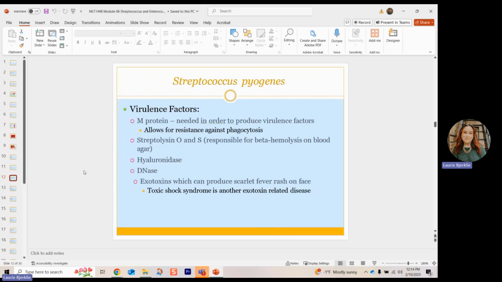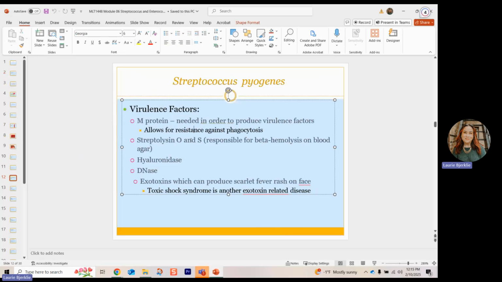So the virulence factors, it has quite a few virulence factors to make it really pathogenic, to make it really good at causing infection. The main one in order to even produce virulence factors is the M protein. It has to have the M protein in order to have the production of virulence factors. It also allows it to be resistant against phagocytosis. So again, your neutrophils in your body are going to try to gobble up this bacteria, get rid of it, but the M protein kind of helps allow it to resist that phagocytosis, those neutrophils, and then it also helps it produce these other virulence factors.